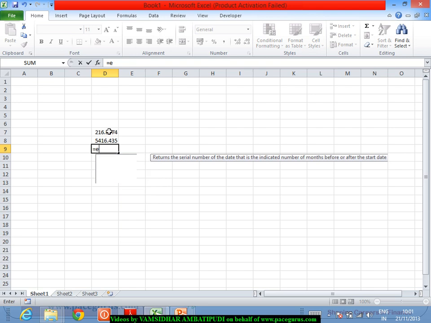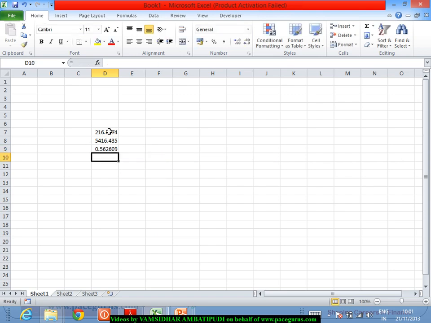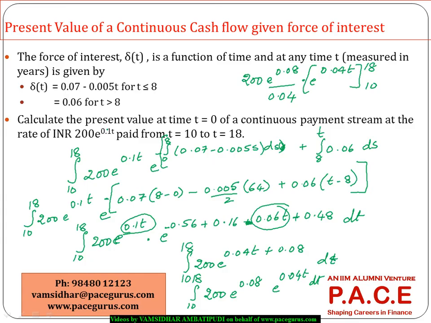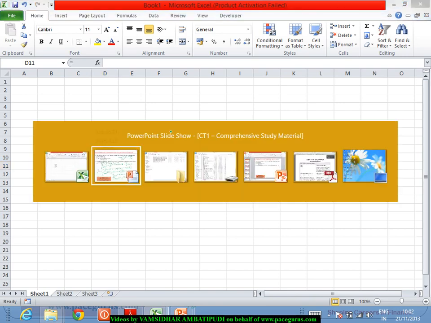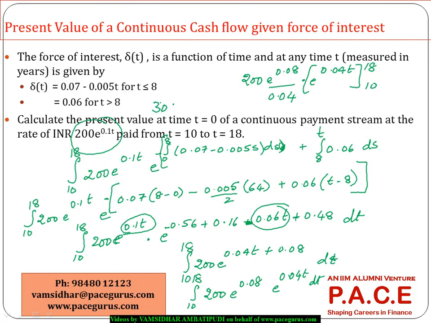What is the value of that? E power 0.72 minus e power 0.4. This much. So I multiply this number with this number, saying 3047. So the present value of that entire continuous stream of payments that I am getting in between 10 to 18 years, at the rate of 200 e per 0.1 t, the present value of that entire stream of payments, I can simplify it as 3047.33.